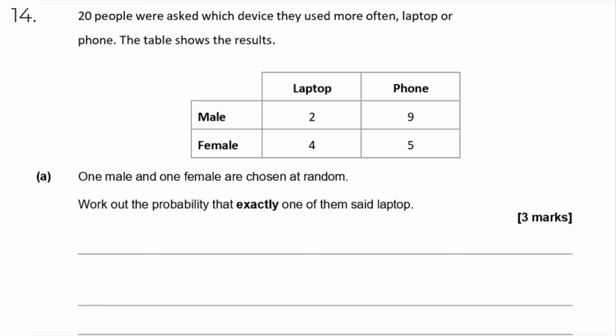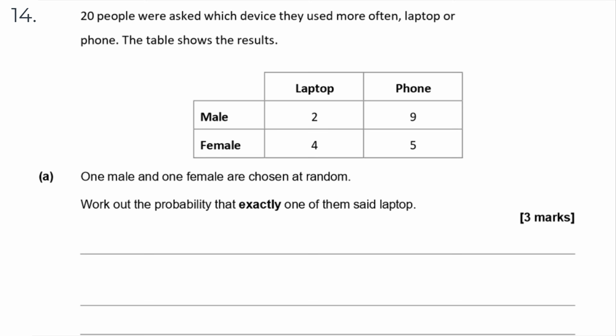20 people are asked which device they used more often, their laptop or their phone, and the table shows the results. For males, 2 used their laptop most and 9 their phone. For females, 4 used their laptop most and 5 their phone. I would contest that data, but anyway. 1 male and 1 female are chosen at random. Work out the probability that exactly one of them said laptop.